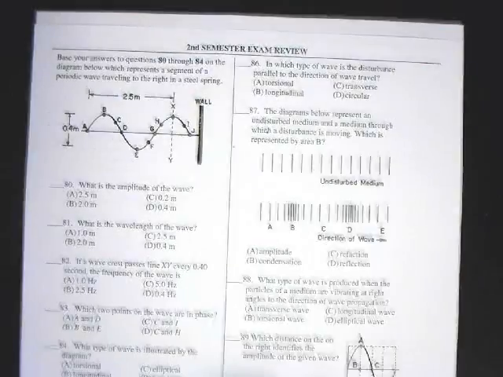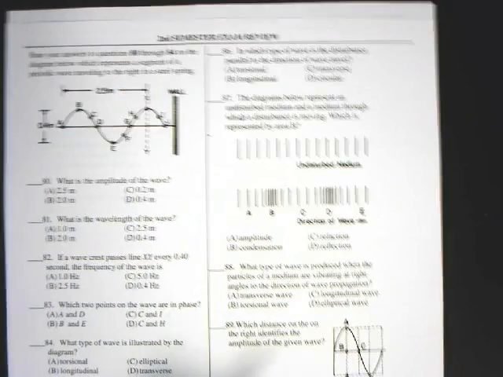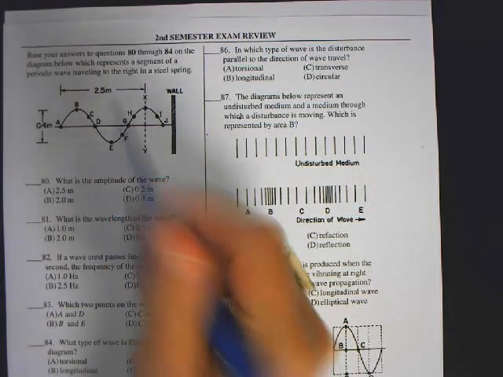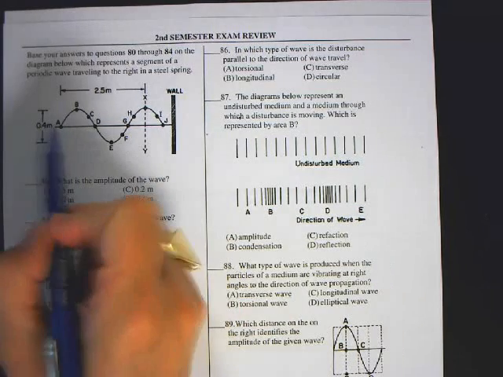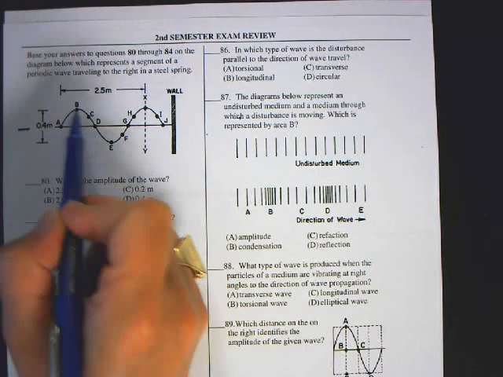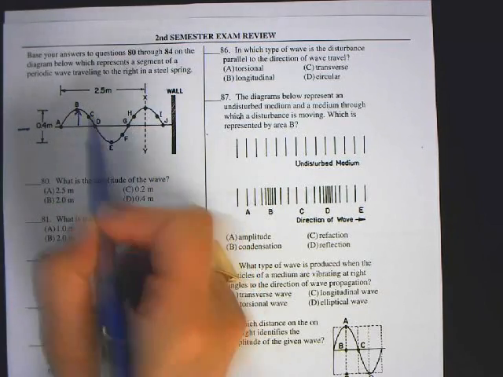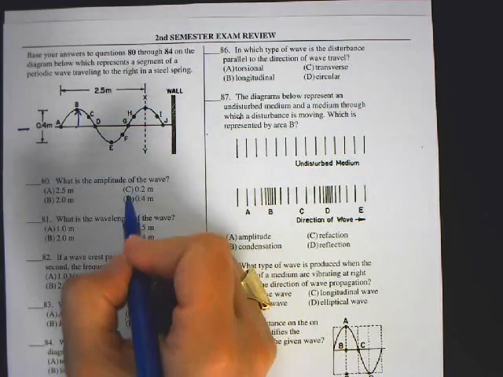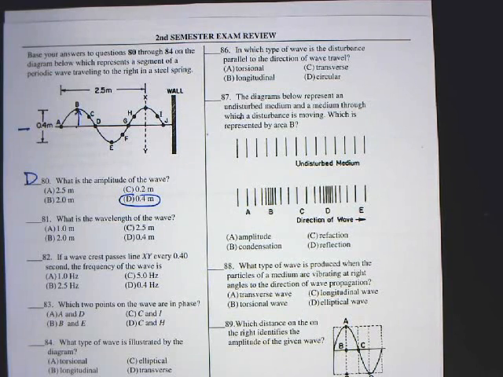Okay, now we're looking at the physical characteristics of this type of wave. It says base all your answers 80 through 84 on this diagram. So it says, what's the amplitude? The definition of amplitude is from the rest position to the top of the wave. On the diagram that is from here to here, which is 0.04. So there's no calculation necessary. I just need to look at a picture of a wave and know what the amplitude is.